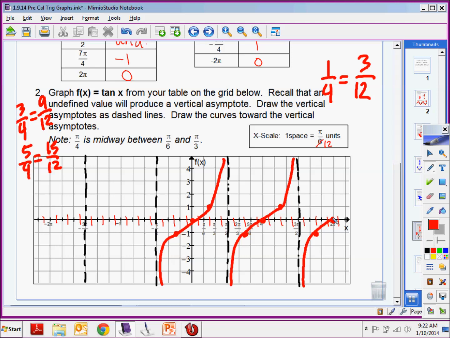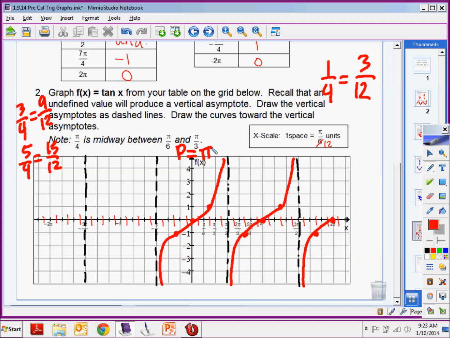Okay? The space that a cycle occurs in is called the what? What's the P word? Period. So this is called a period. How long is my period? If I have a half a pi here and a half a pi here, that's a whole pi. So my whole period is pi. So every pi period, I repeat this cycle.